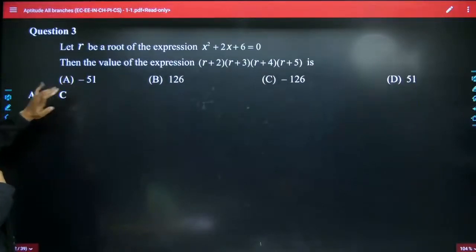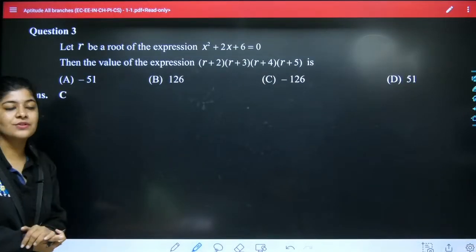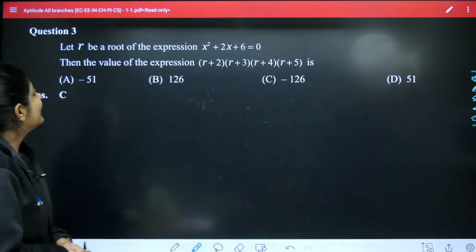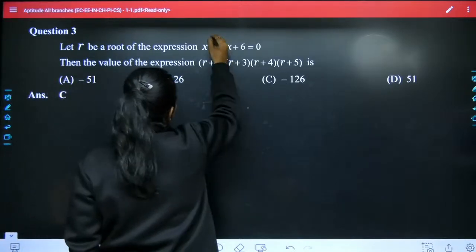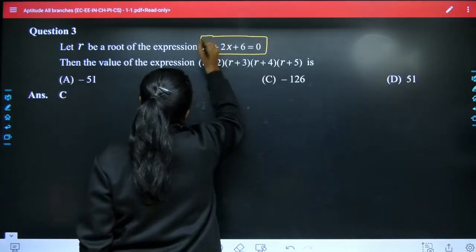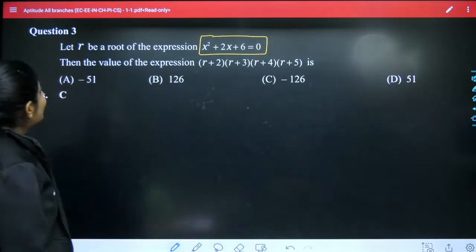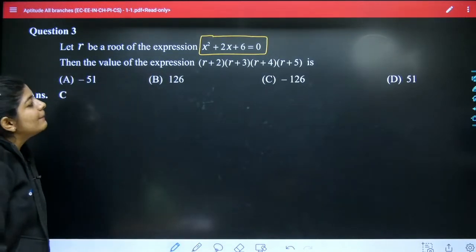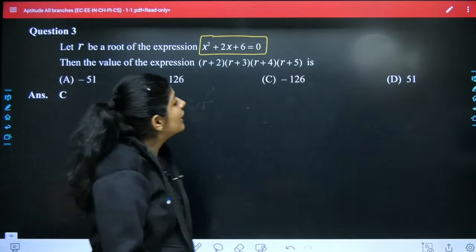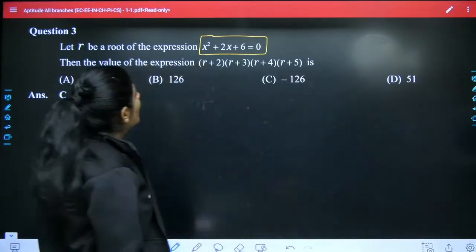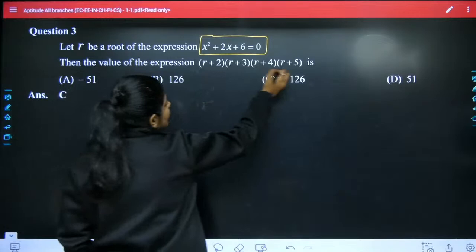Okay, here we have one question from the quadratic equations. What we need to do, let R be the root of this expression. R is the root of this expression, and then the value of the expression (R plus 2)(R plus 3)(R plus 4)(R plus 5) is. Now we need to calculate the value of this.